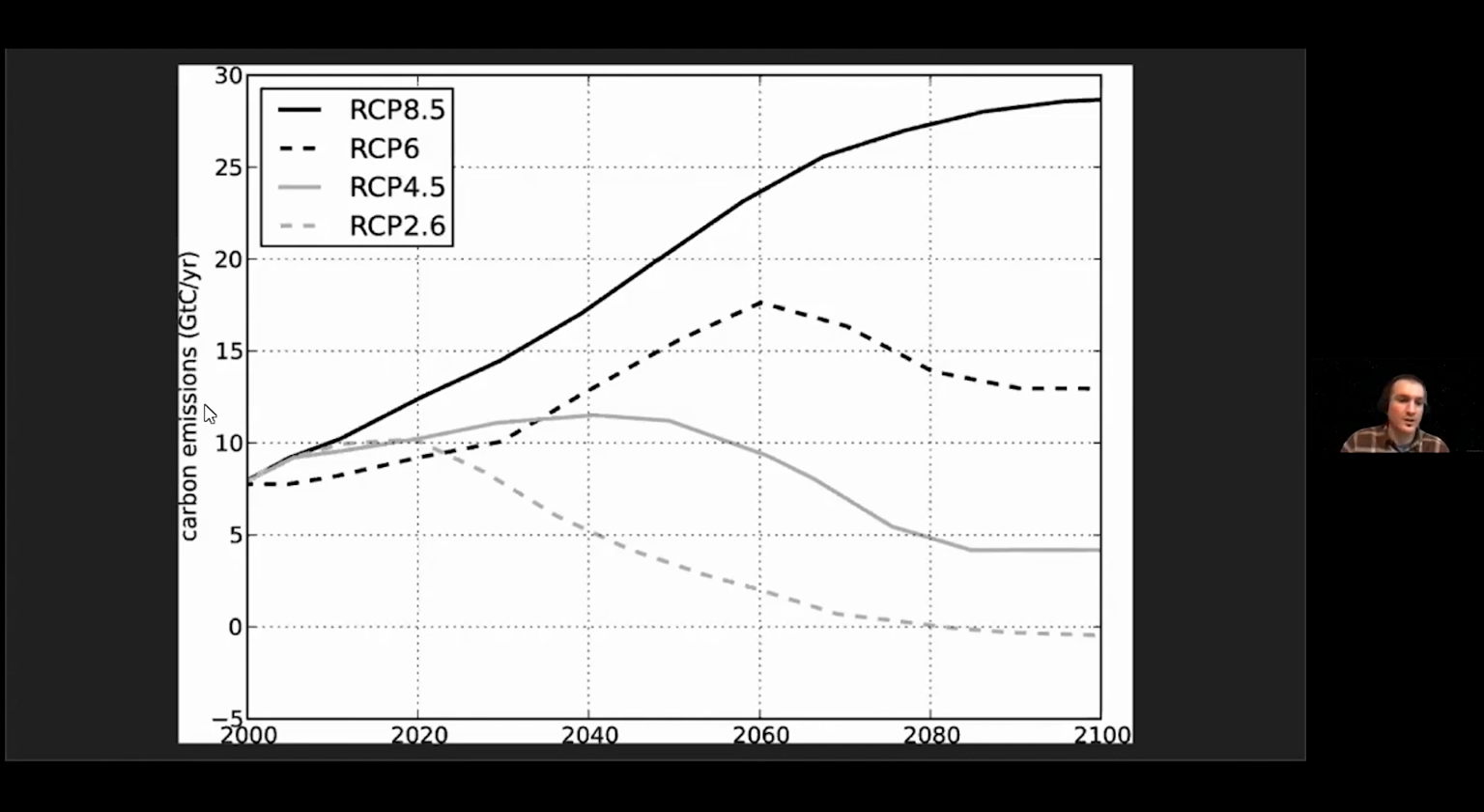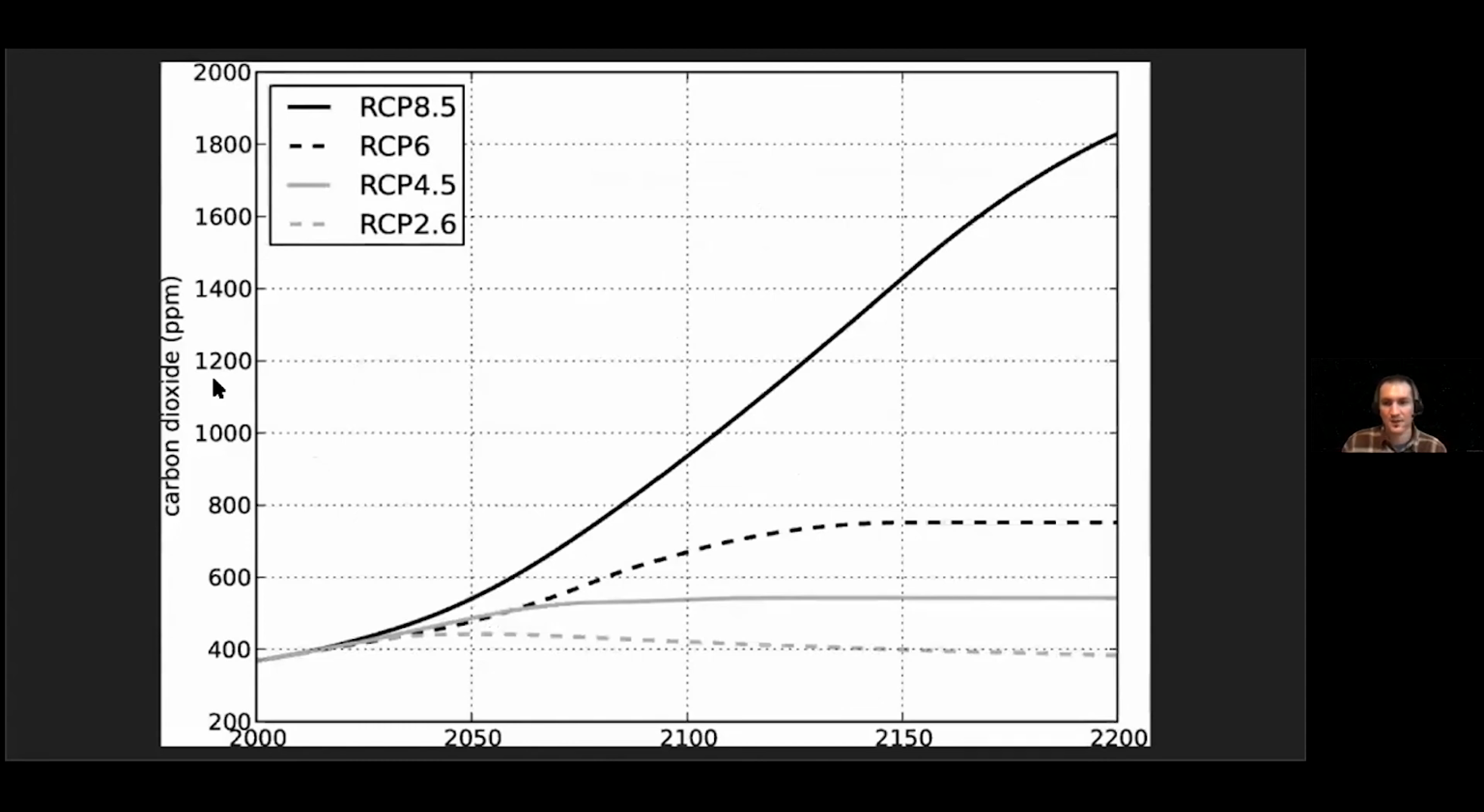So this figure is showing the total emissions, but you know through photosynthesis and absorption of carbon dioxide by the oceans that the actual concentration in the atmosphere is going to be something less, about half. So this is showing us the concentration. If we were to stay on a business as usual approach, this is now taking us out to 2200.